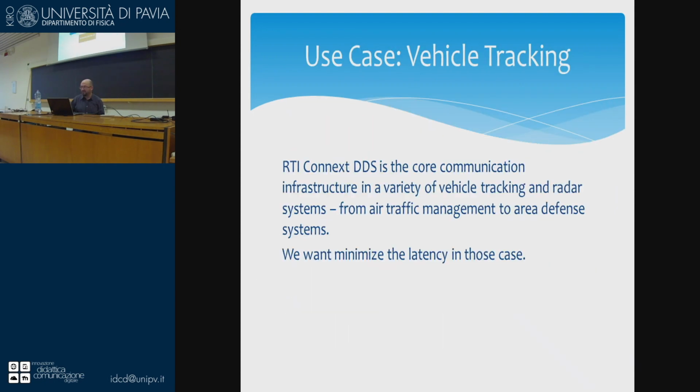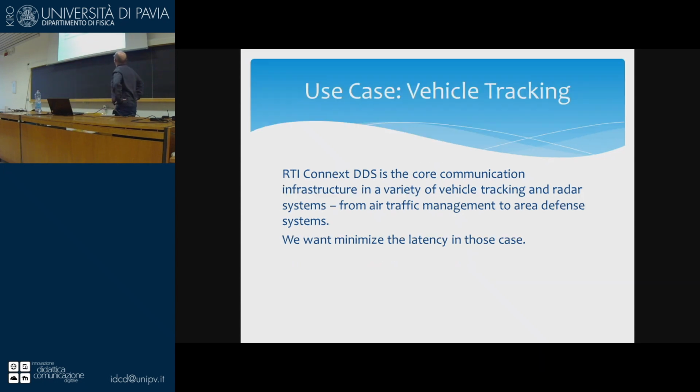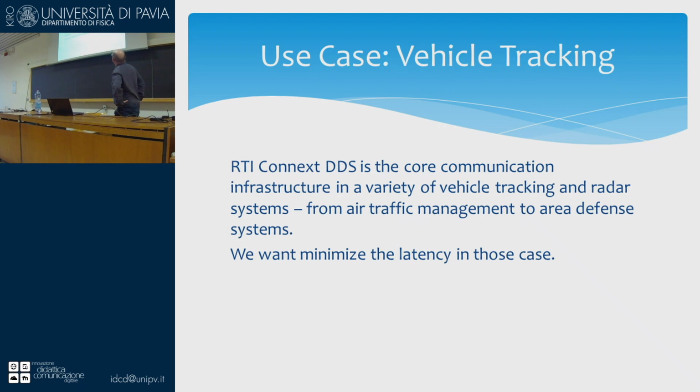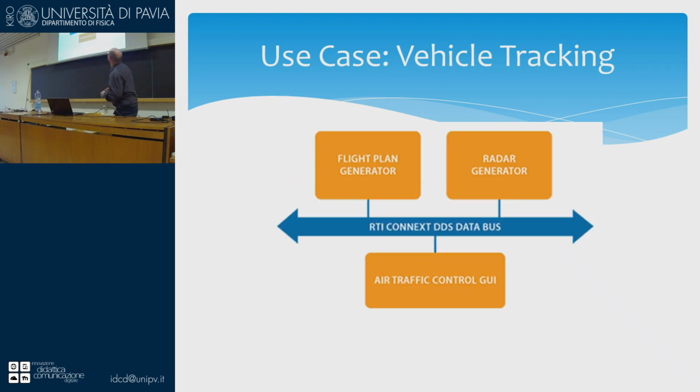Okay. The idea is to do some kind of vehicle tracking, okay? And we have air fleet management, in this case air traffic management, and we want to have this structure. So the cloud that you have seen before is just a bus, okay? And we have a flight generation plan for each plane that is around, and we have an air traffic control guide and a radar generation.